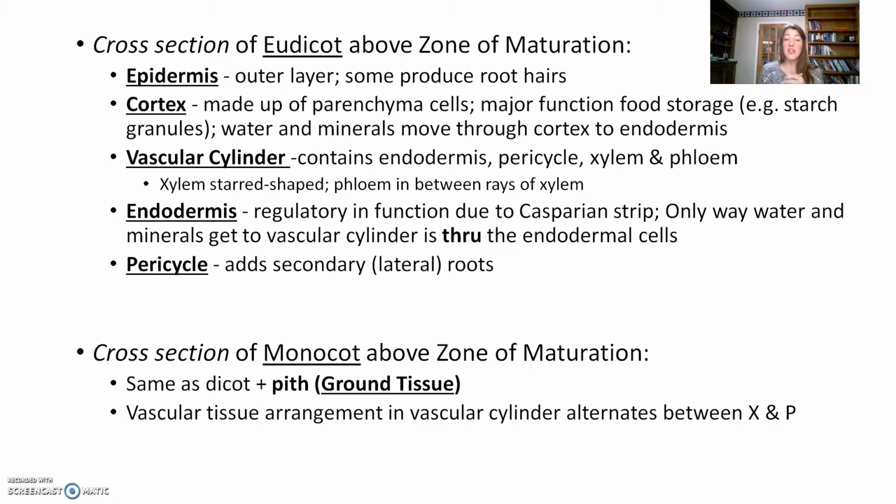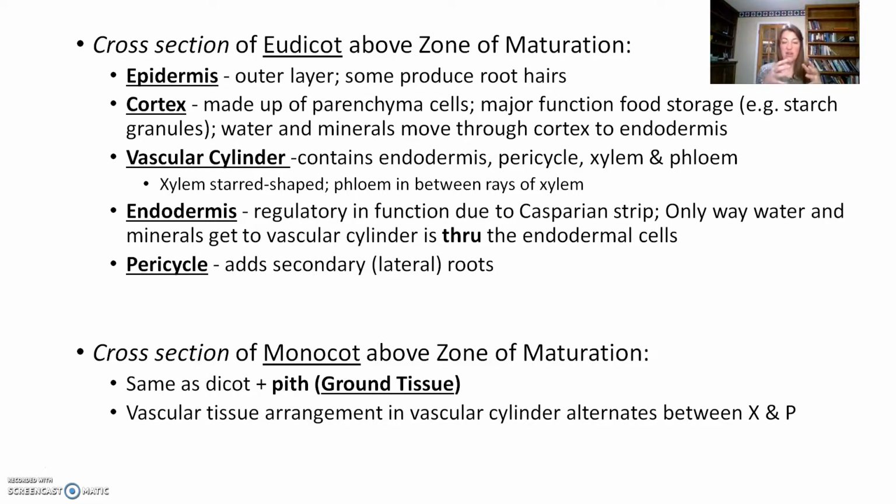The vascular cylinder contains the endodermis, which definitely check out your lab book. It goes into a little bit more detail about that. The endodermis is the protection, kind of a wax layer that allows the water not just to saturate the root. It has the pericycle, the xylem and phloem, okay? The endodermis, like I talked about a second ago, is regulatory in function due to the Casparian strip, okay? It's the only way water and minerals can get to the vascular cylinder, through that endodermal cell.